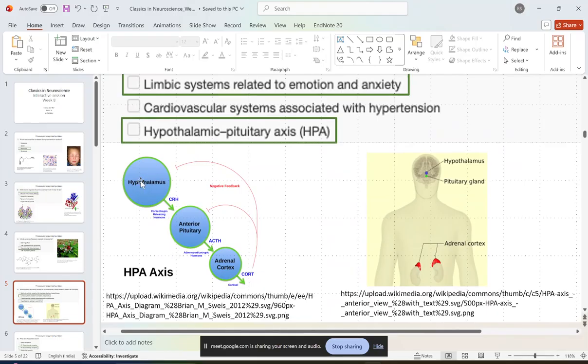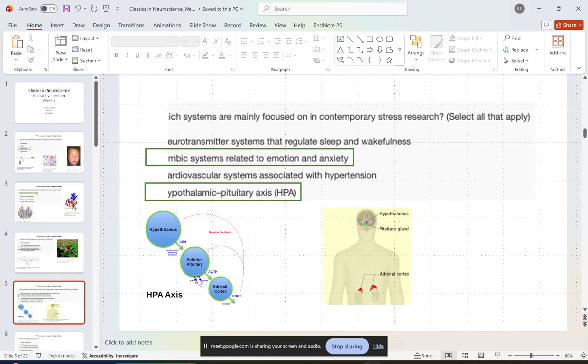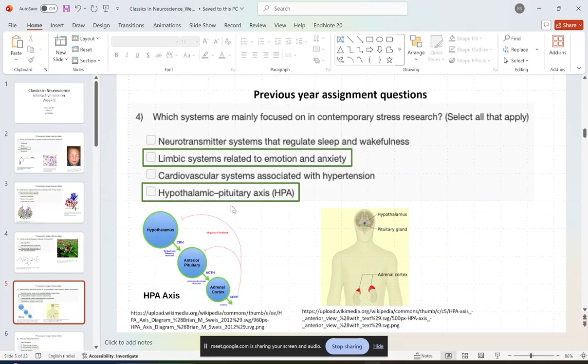The hypothalamus releases corticotropin releasing hormone, which acts on the anterior pituitary. The anterior pituitary in turn releases the adrenocorticotropic hormone, or ACTH, which acts on the adrenal cortex. And the adrenal cortex releases cortisol, which goes back and inhibits the anterior pituitary and the hypothalamus. So this is a negative feedback loop which exists between the hypothalamus, the anterior pituitary, and the adrenal cortex.